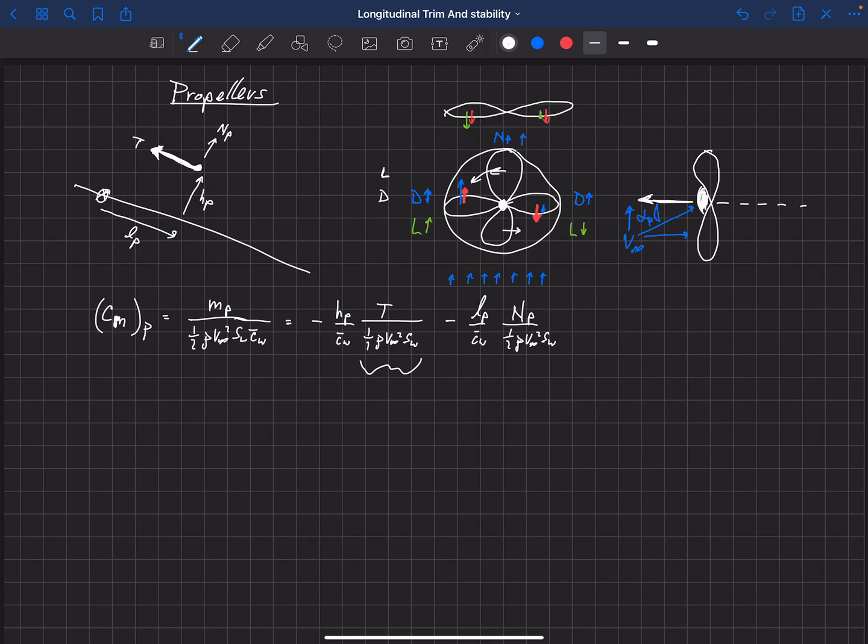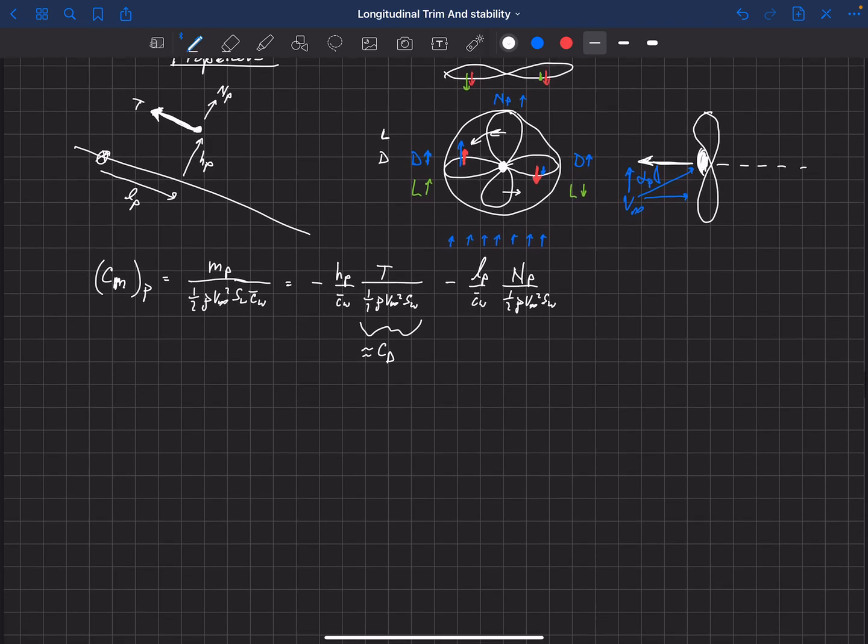Thrust divided by 1/2 rho v infinity squared S_W. We're going to say it is about equal to the drag coefficient. Now, you could do a ratio. You could say it's only 1/4 of the drag coefficient if you have 4 propellers, or 1/2 of the drag if you have 2 propellers, and each of the propellers are carrying the same load. You don't even need to make this approximation if you want to carry it through, but we're just going to make that approximation. It will simplify this just a little bit, okay?